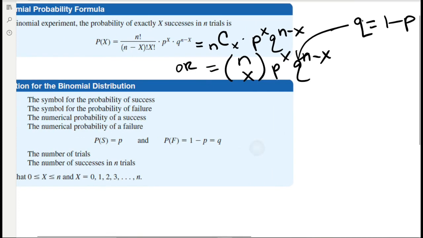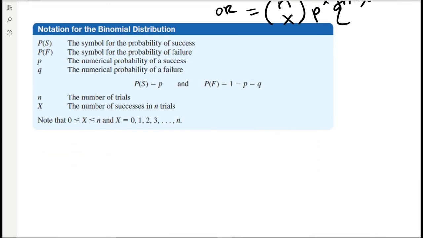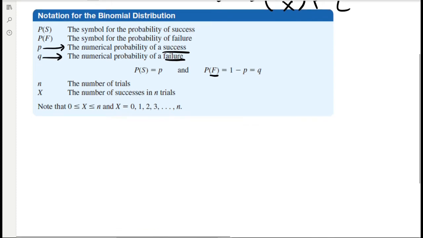So again, listed below are the symbols. p is the probability of success, q is the probability of failure, and to find the probability of failure, you just take 1 minus p, which is what I said earlier. Remember that n is the number of trials and x is the number of successes.